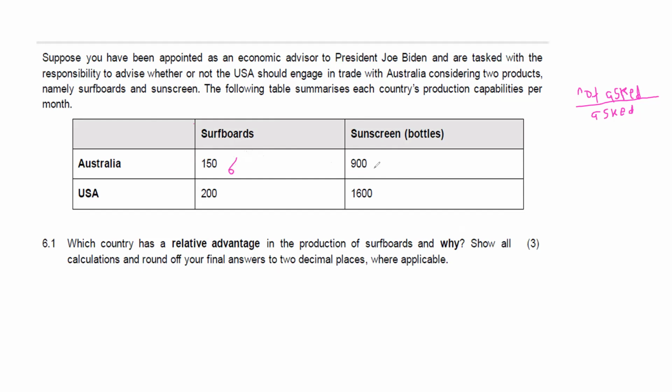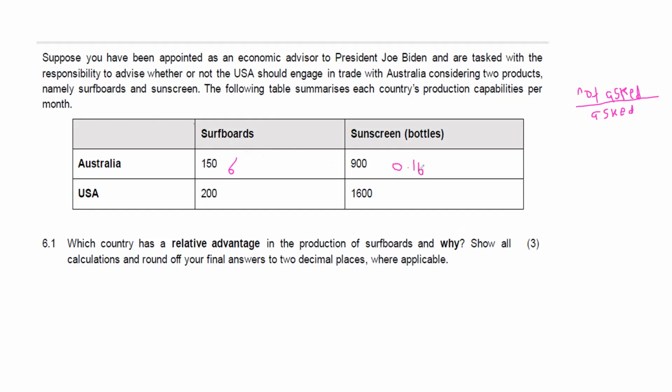And then the opportunity cost of producing sunscreen. So it's going to be 150 divided by 900, right? So what is being asked? It's sunscreen, so it's going to be our denominator, 900. And then not asked, it's surfboards, which is 150. So I'm going to get 0.16.